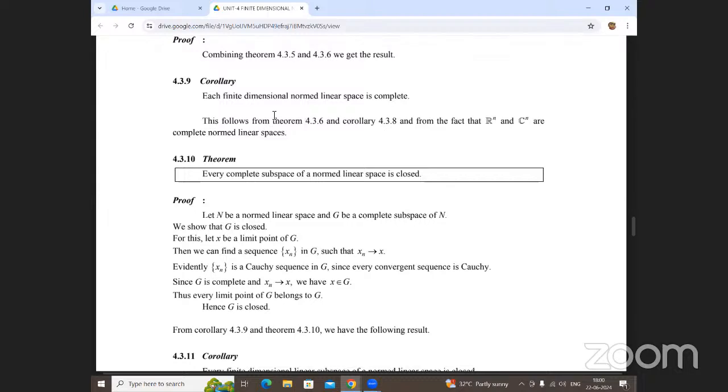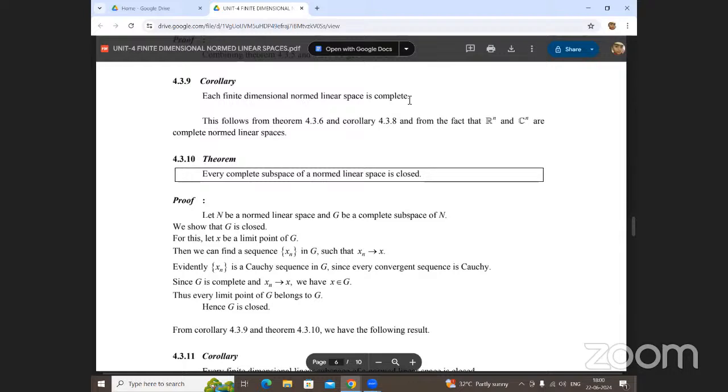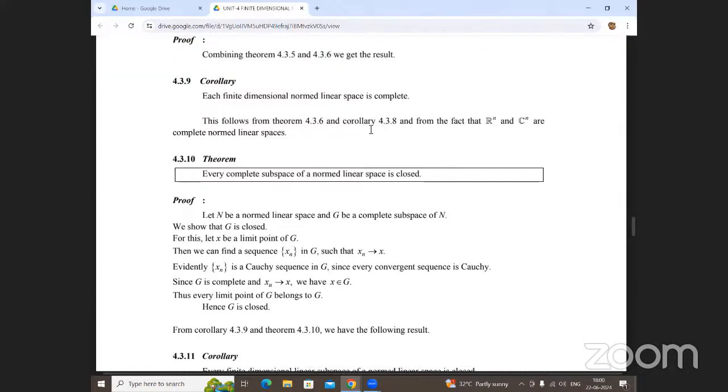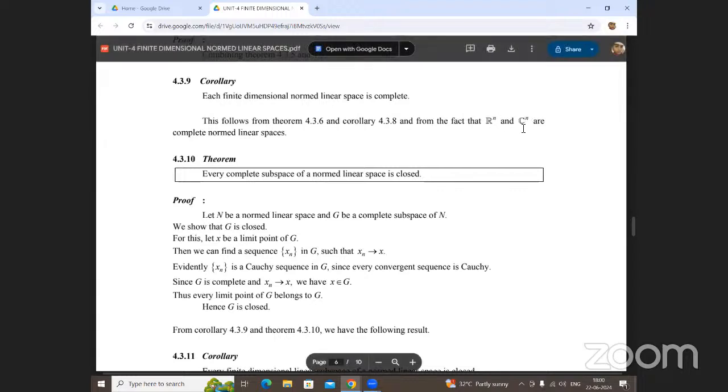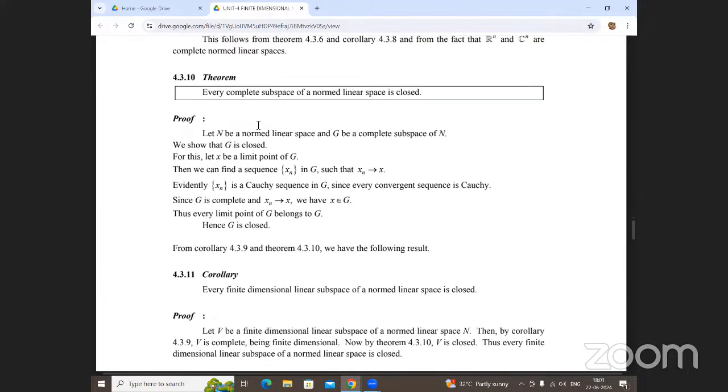Okay, students. Now, each finite dimensional normed linear space is also complete. Each finite dimensional normed linear space, simply an NLS, where NLS means normed linear space. When it is finite dimensional, then it is also complete. This follows from the above theorems 4.3.6 and 4.3.8, from the fact that n-tuples of real numbers, taking the field of elements, and n-tuples of complex numbers are also complete normed linear spaces.